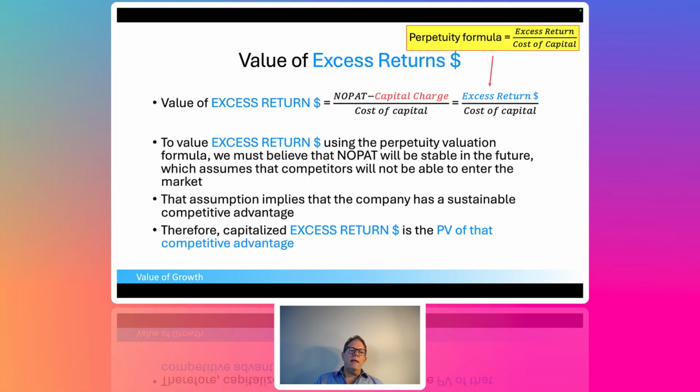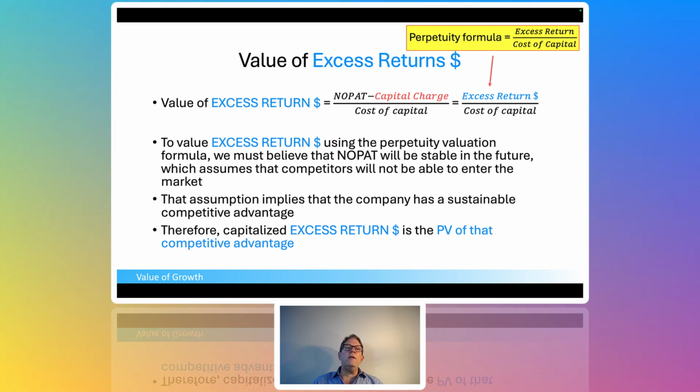So effectively, the value of excess returns in dollars, if we want to use the perpetuity valuation formula, then we must believe that NOPAT will be stable into the future, which assumes that competitors will not be able to enter the market. This is the key insight, right? So that red layer is just your capital charge. The value of any business is equal to the capitalized capital charge, which is invested capital.